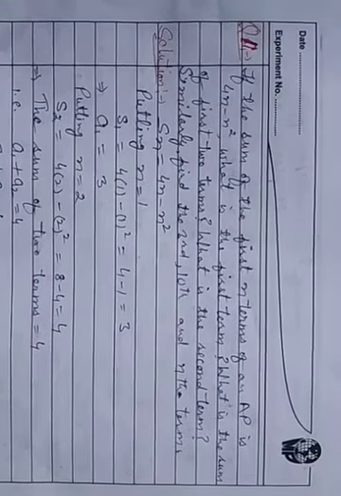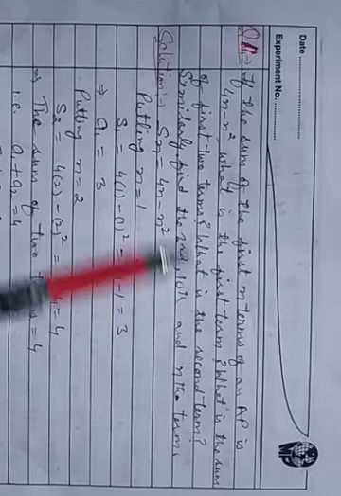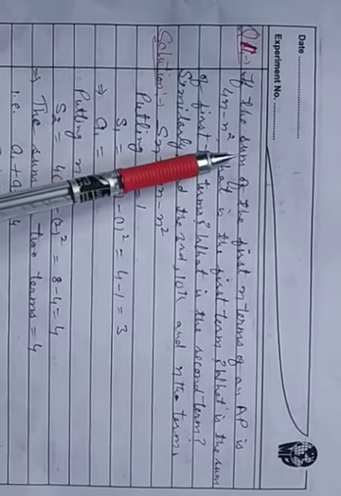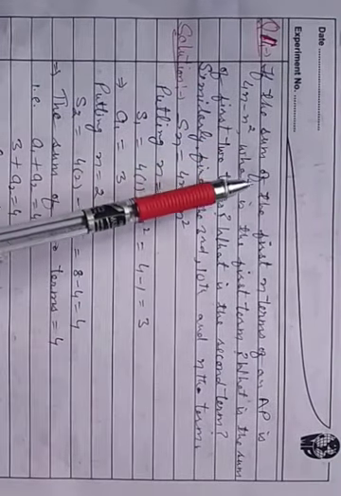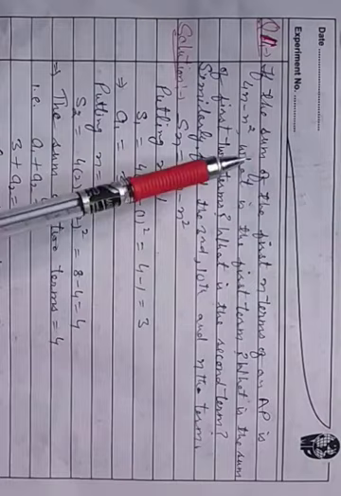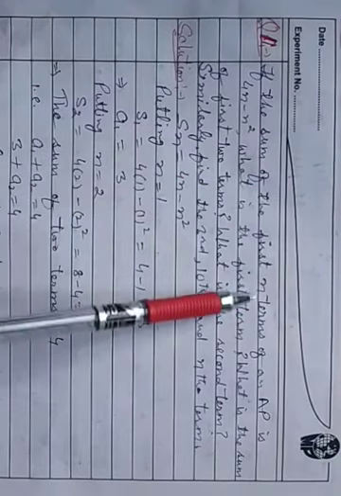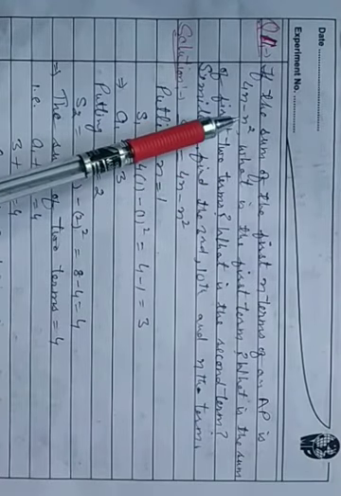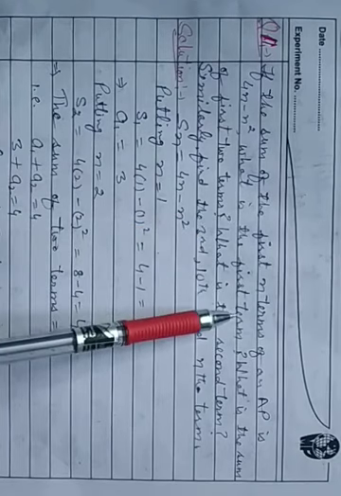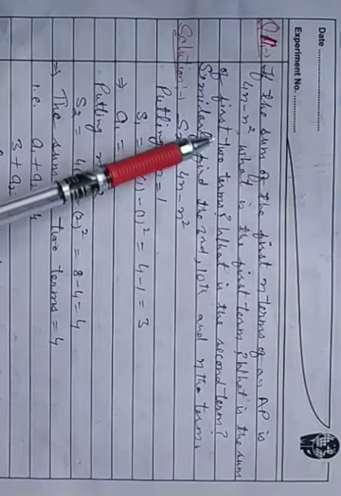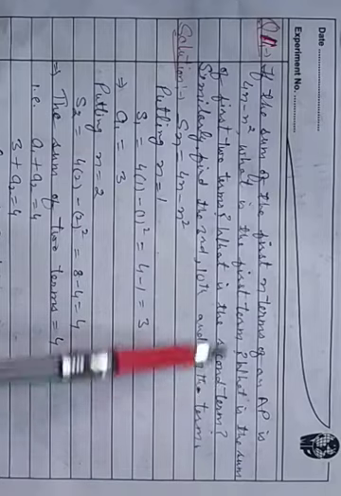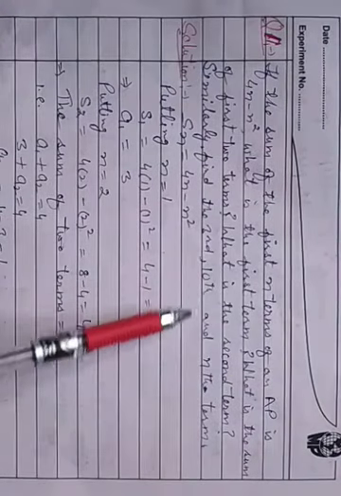Question number 11. If the sum of first n terms of an AP is given, what is the first term, what is the sum of first two terms, what is the second term? Similarly, find the third, 10th and nth term.